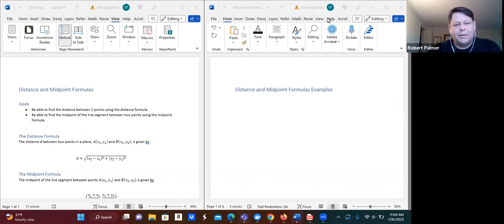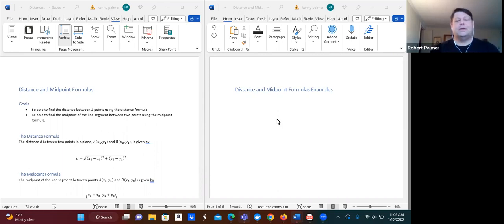Hello, welcome back. Today, we want to talk about the distance and midpoint formulas, and specifically how to use them. So our goals then are to be able to find the distance between 2 points in space or in a plane using the distance formula. Then also for a similar pair of points, be able to find the midpoint in the line segment between 2 points using the midpoint formula.